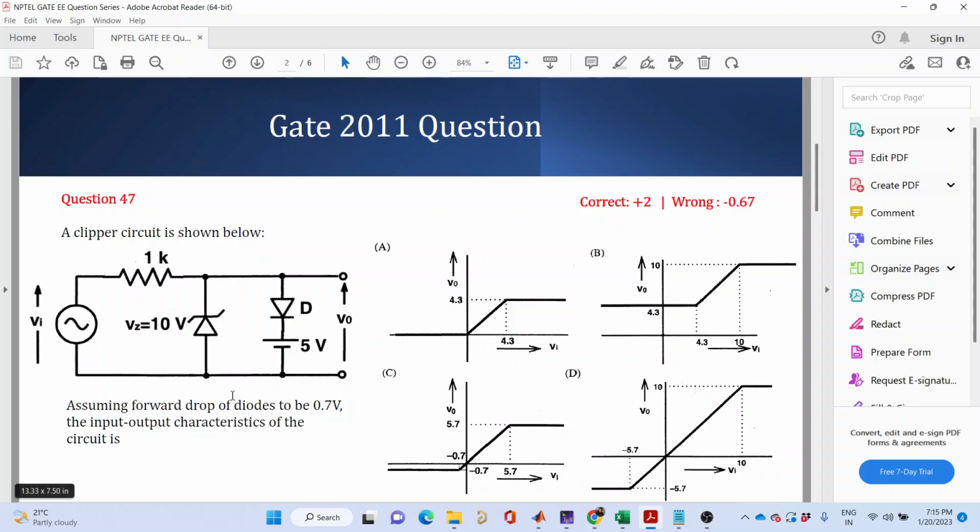So you need to find out the VI characteristics, and you have to consider these diodes as non-ideal diodes. That is, you need to consider the forward voltage drop of the diode. That is 0.7 forward voltage drop you have to consider while determining the input output characteristics of the diode.